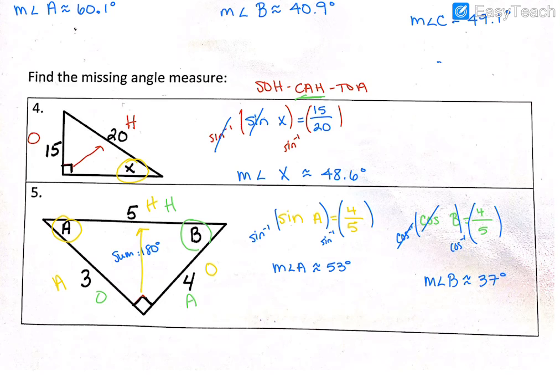Now this is where I said that if you want to double check things, make sure that one's 53, this one's 37. Does it make sense? 53, 37, and 90, does that make 180 degrees? And it does, so you're good, okay?